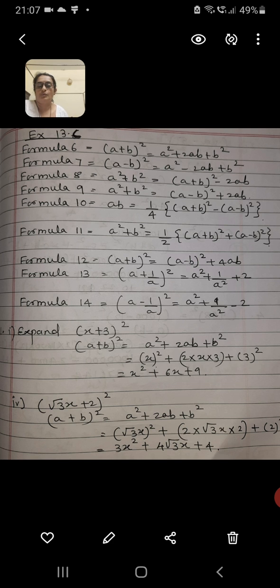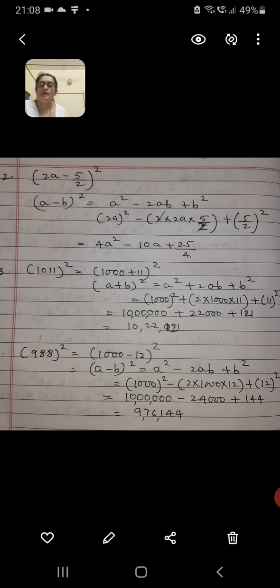Next is root 3x plus 2 the whole bracket square. Now root 3x is considered as a, 2 is considered as b, and use the formula, replace the values. So a square means root 3x the whole bracket square, 2ab is 2 into root 3x into 2, and b square is 2 square. So root 3x square is root 3 into root 3, that gives you 3x square plus 4 root 3x plus 4.